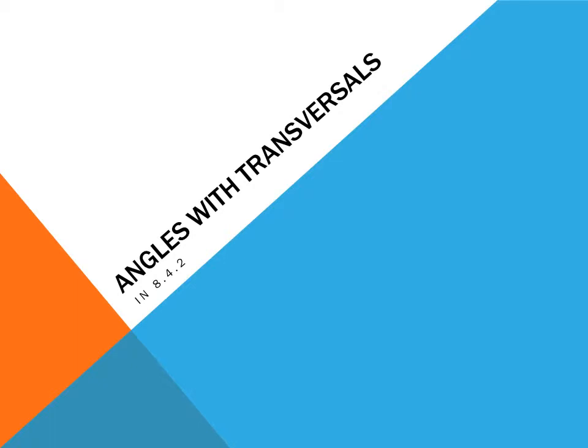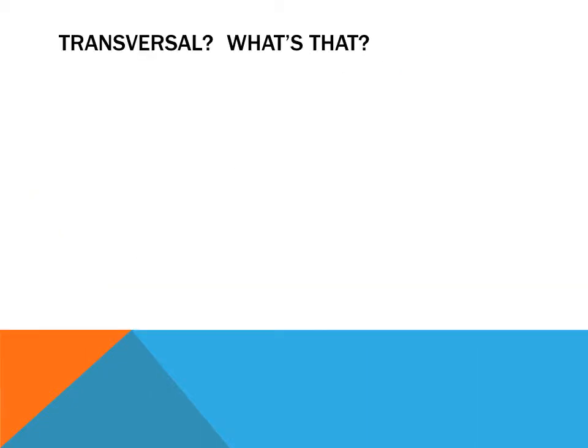Alright, welcome to the video of angles with transversals. So the first thing we need to know is, what is a transversal? Well, we're going to start out with two parallel lines. Okay, parallel means that they keep going on forever, they never cross each other.